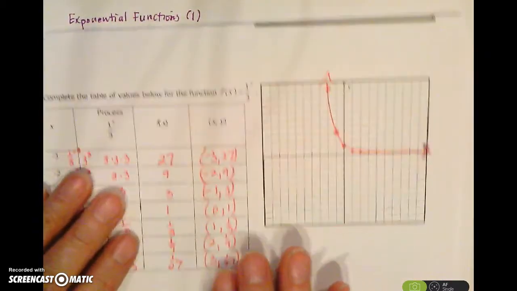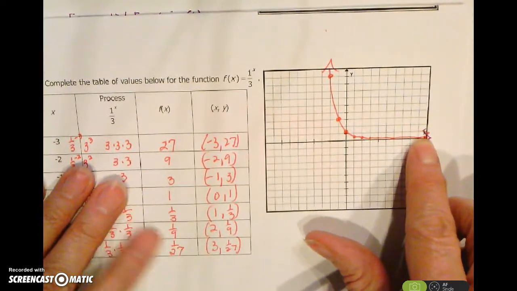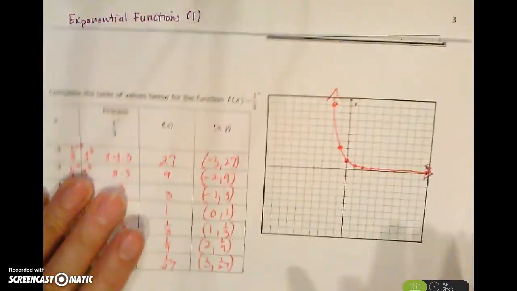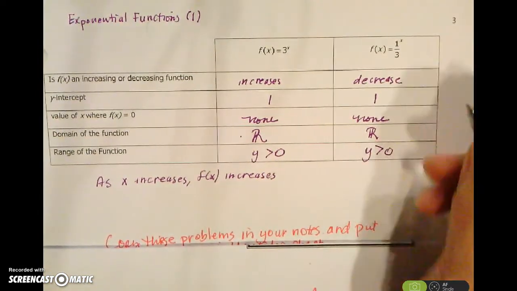And the same thing in this situation. The y values never touch the x-axis, and they're always above it. So again, we'll say that y is greater than 0.